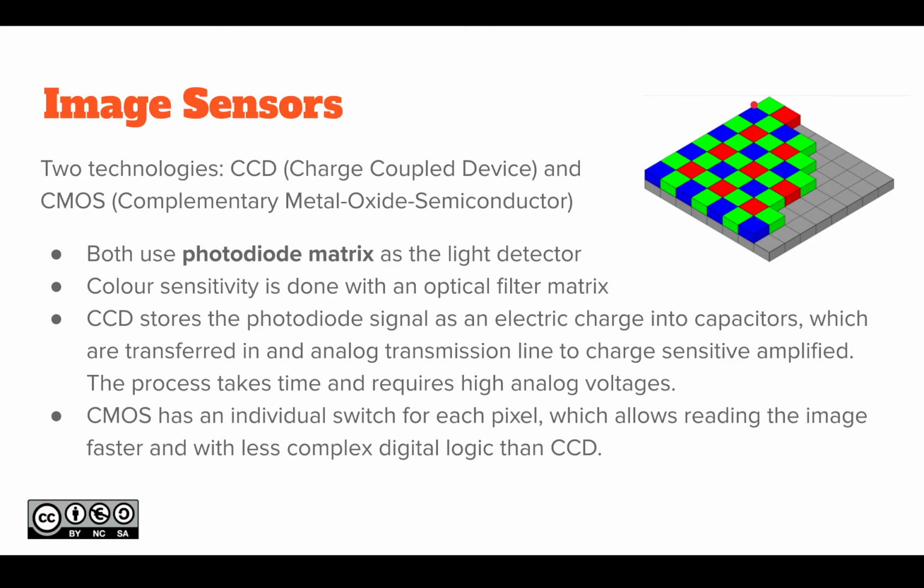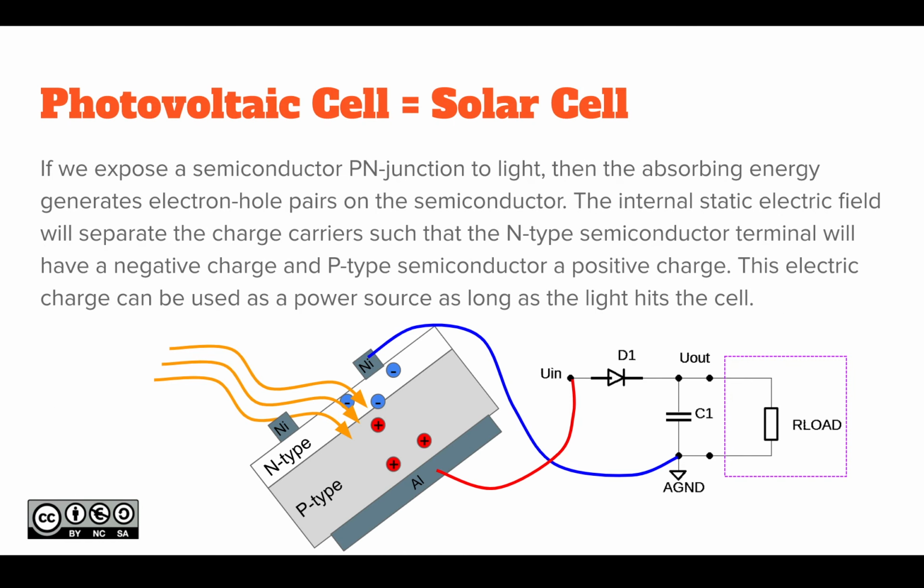Image sensor. Let's get into tiny, small devices then. What is an image sensor? Actually, both use a photodiode matrix as the light detector. What is a photodiode? Well, a photodiode is a very small-scale photovoltaic cell. It charges when you have light absorption here.